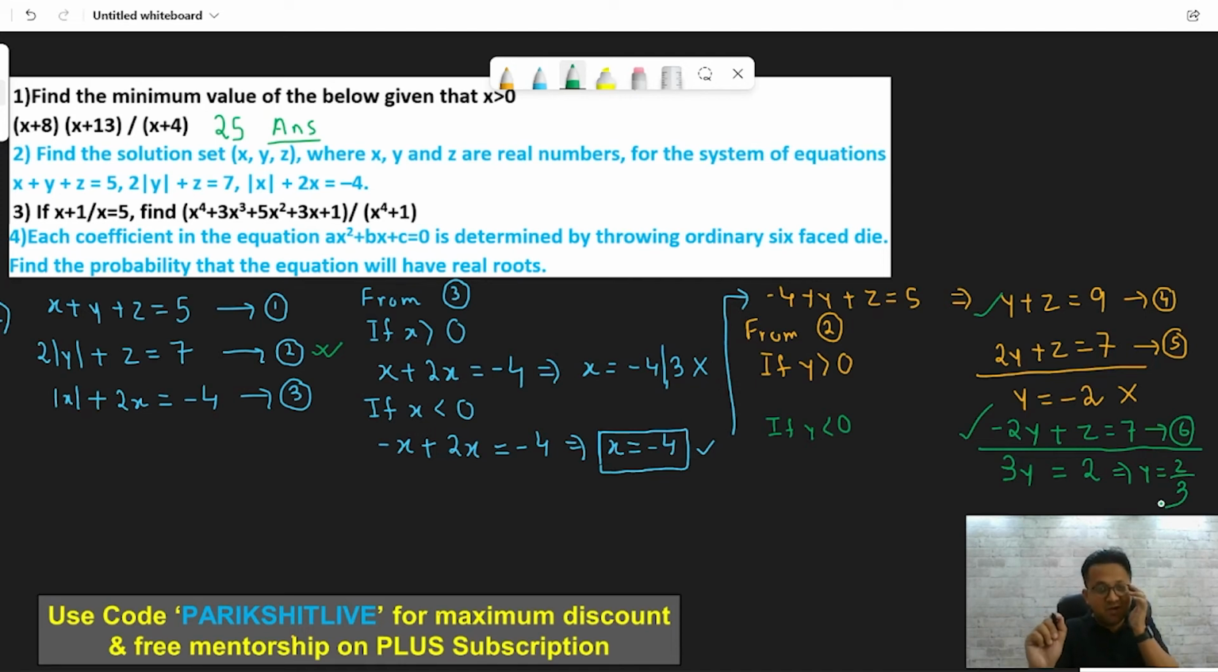Why not possible? For the simple reason, you have assumed y to be less than 0, and you got a positive answer. Not possible. In the previous case, you assumed y to be greater than 0 and you got a negative y. Impossible. In this case, you assumed y to be less than 0 and you got a positive y. That's also not possible. Meaning, there is no solution for this equation. Answer is no solution.